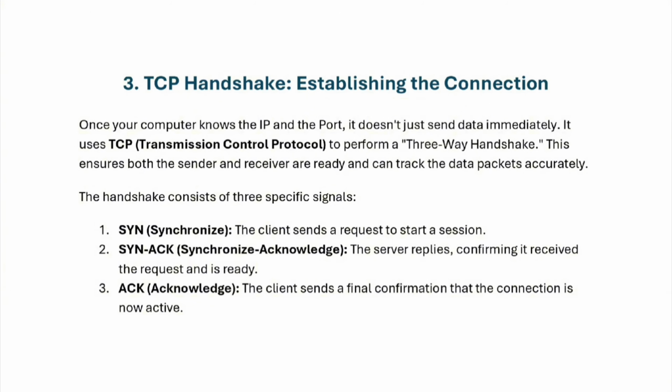TCP handshake means that to send the data accurately and to not have data loss or packet loss, there must be a secure connection between the sender and the receiver. So it ensures that there is a secure connection to send the data. It means the client requests to start a session, and the server replies and confirms that they are ready to receive the request, so the client sends a final confirmation that the connection is active to send the request.